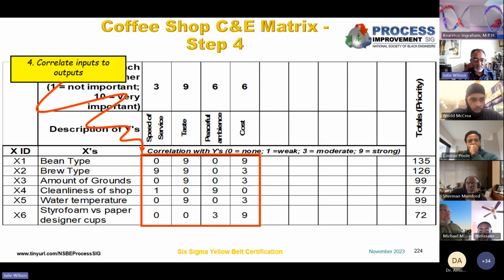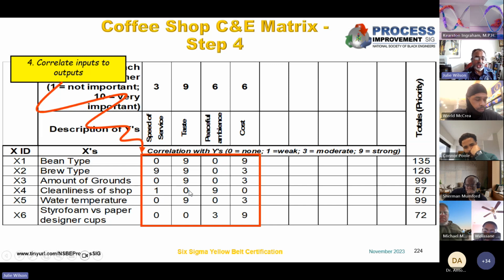The type of bean has a big impact on cost because some beans are really expensive. The quantity of beans, of grounds, has a moderate impact on cost. The cleanliness of the shop has a weak impact on speed of service. I mean, you actually spend a little bit of time cleaning up the shop that may take away time that you have to actually prepare coffee, but for the most part, it would have just a small impact.